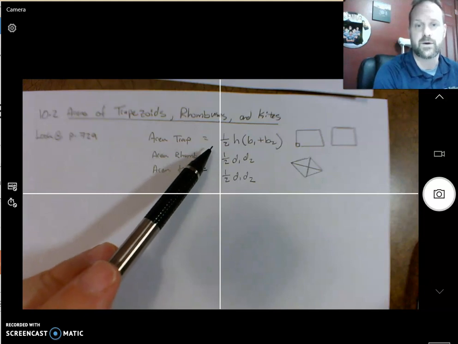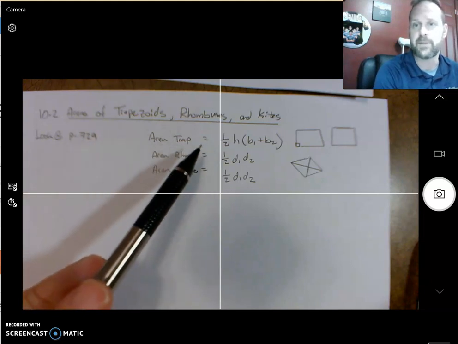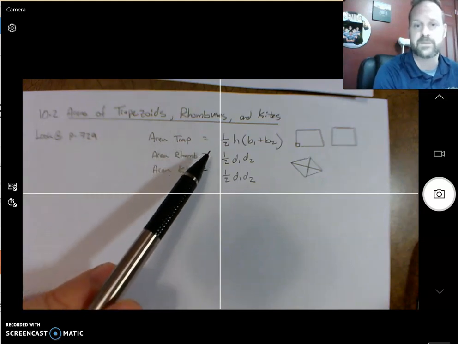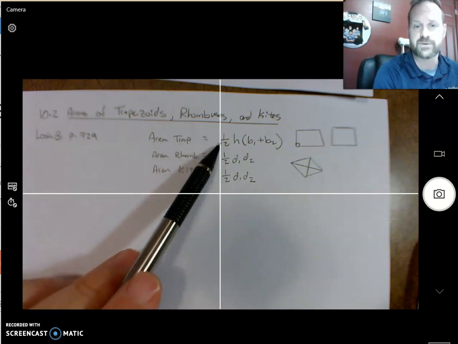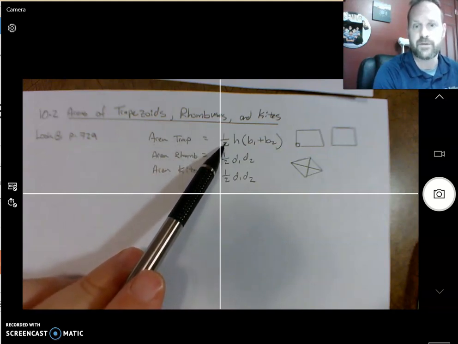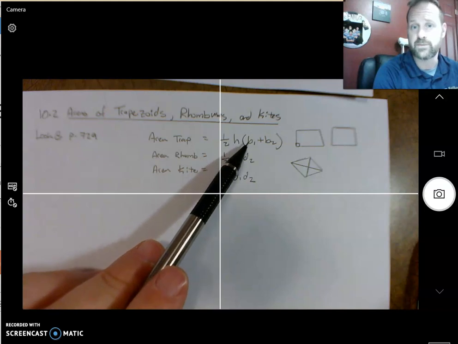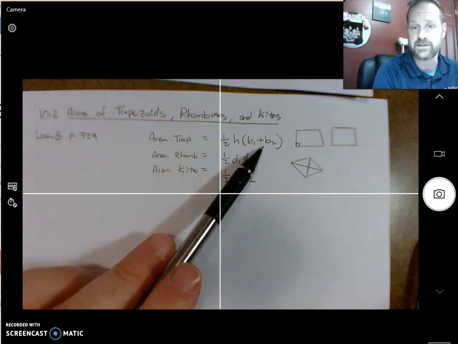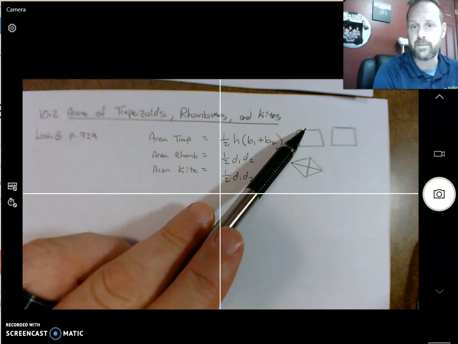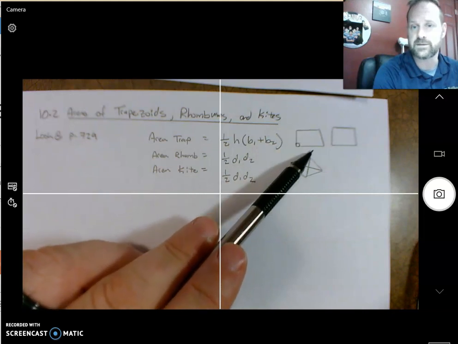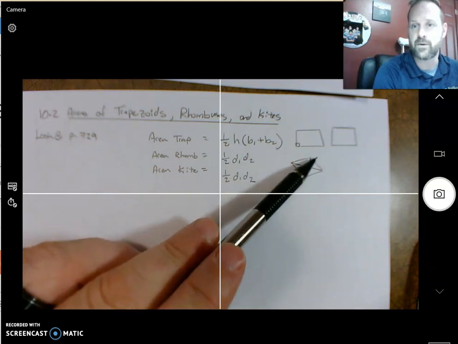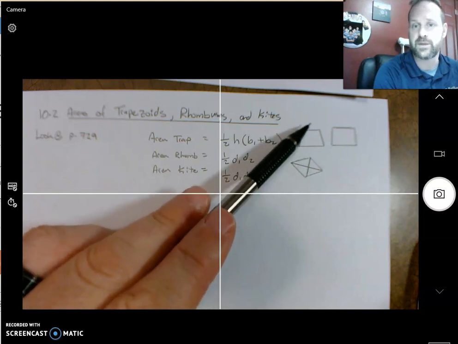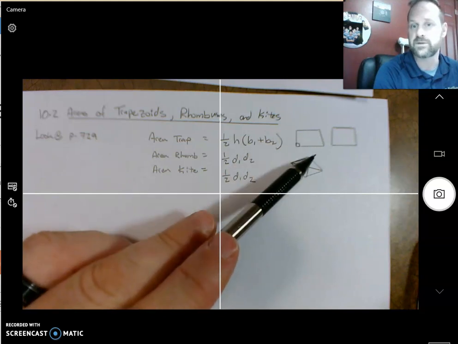Okay, so early mathematicians played around with paper and cut them, maybe tangrams, and so we have the area of a trapezoid here. The formula is 1/2 height multiplied by the sum of the bases. Remember, the bases are the parallel sides. A trapezoid is a quadrilateral with two parallel sides. So base 1 and base 2, or base 2 and base 1, doesn't really matter.